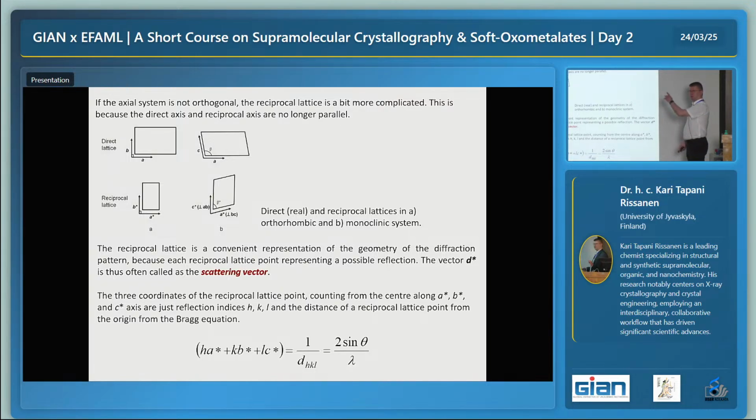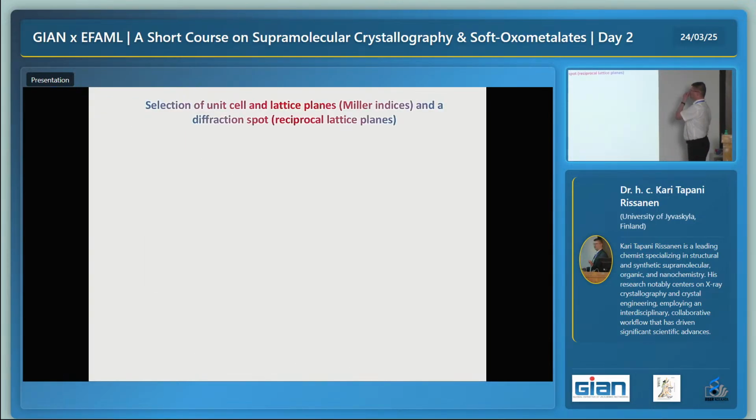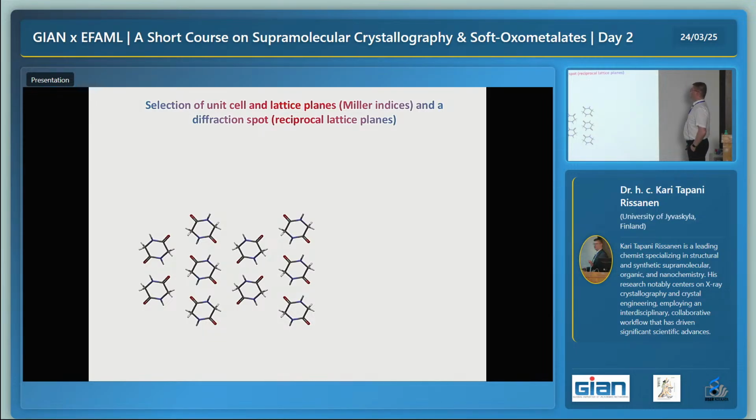So the actual idea is that the point contains all the information from that particular plane. Why this plane is important will become clear later on. So now, selection of lattice and unit cell and lattice points, and Miller indices and diffraction spot. Now in a real case.